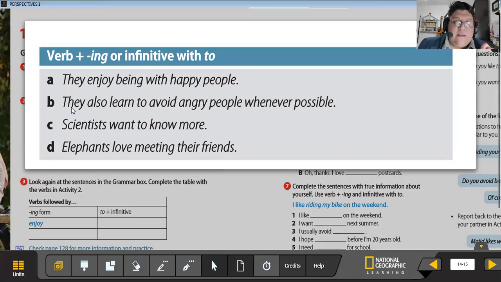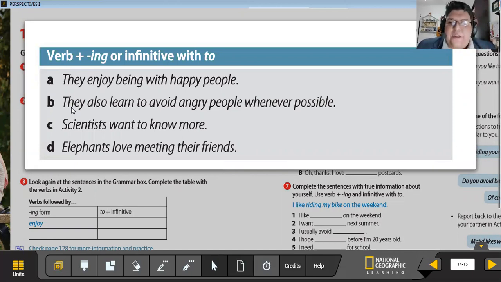I recommend, if you can read it well like that, for example, they enjoy being with happy people, trying reading it in different modulations. What do I mean? Try and use different emotions. For example, we can say something like this: Yeah, they enjoy being with happy people. Oh yeah, they enjoy being with happy people. Try and use different tones of voice, different happy. They enjoy being with happy people.